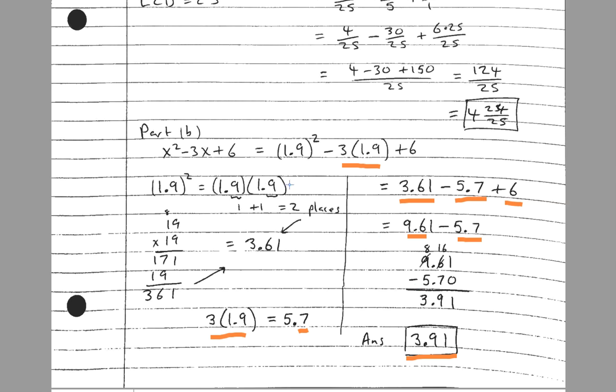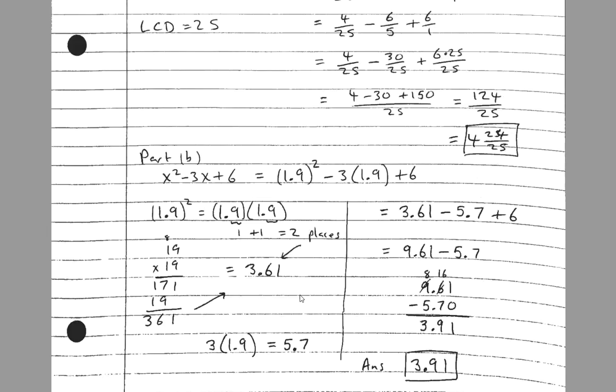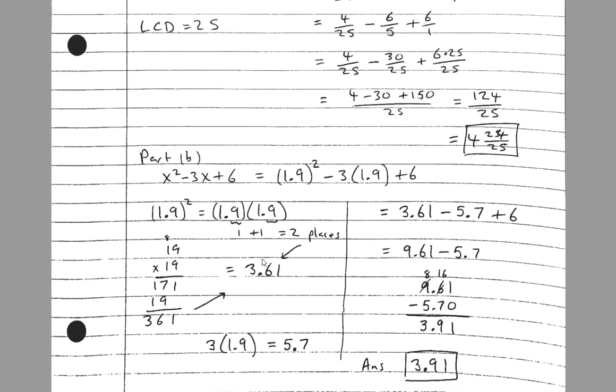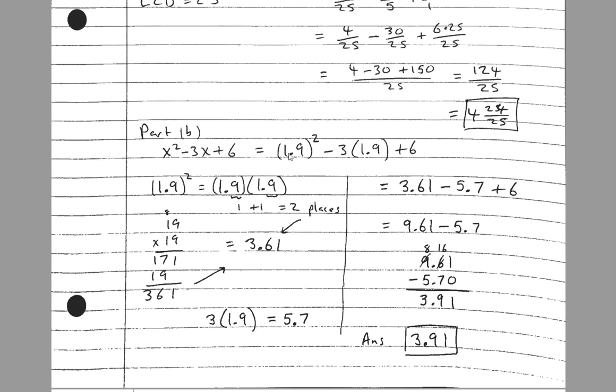All right, so a decimal went in, and we get a decimal coming out. So it's certainly more work when you're substituting a fraction or a decimal, but it's the same idea. Just substitute and then use the correct order of operations.